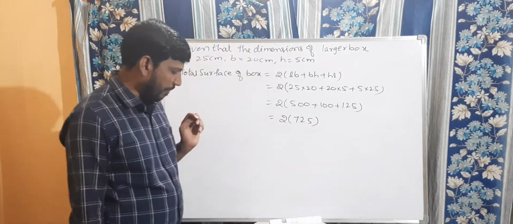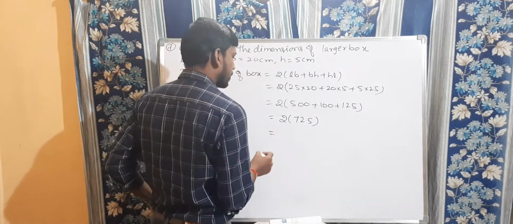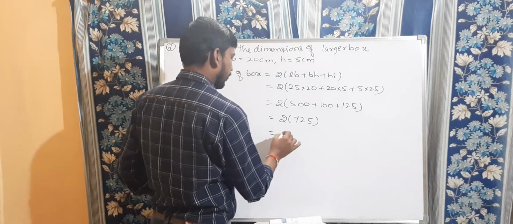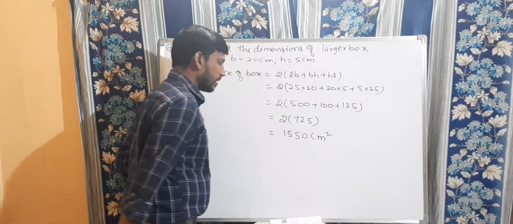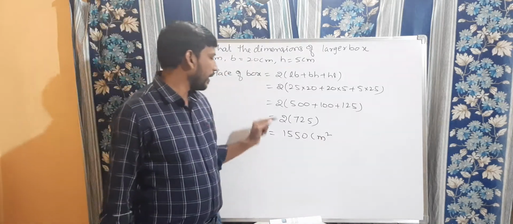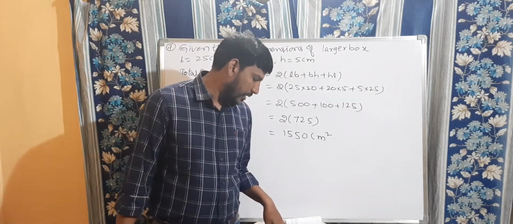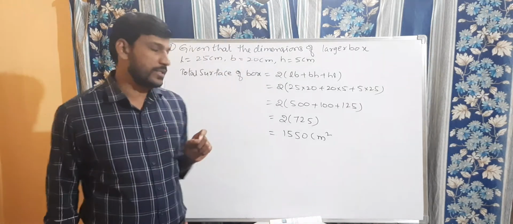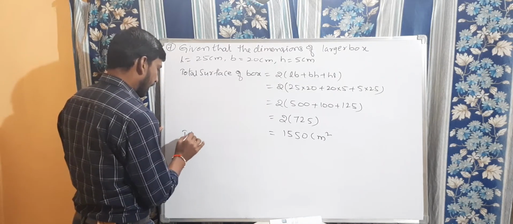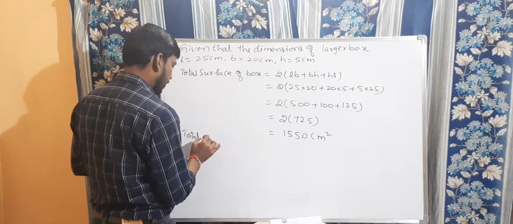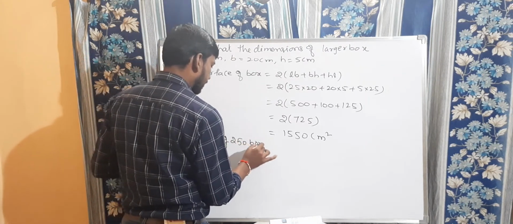What is the answer here? 2 into 725 is nothing but 1450 centimeter square. So this is the total surface area of the one box. How many boxes are required totally? They want 250 boxes. Now the total area of 250 boxes.